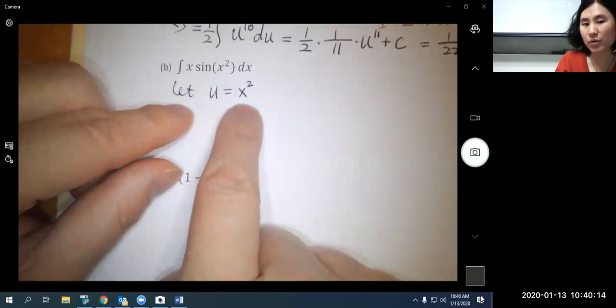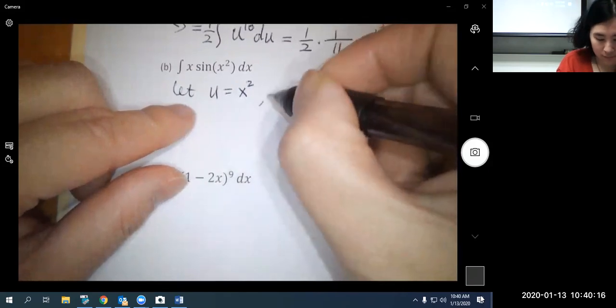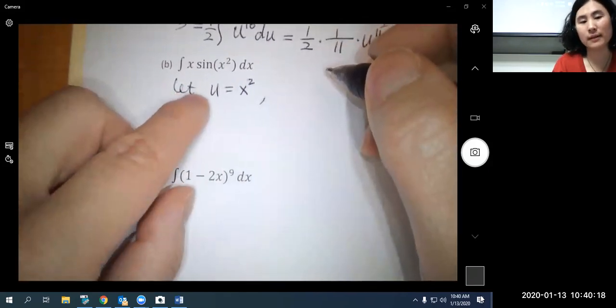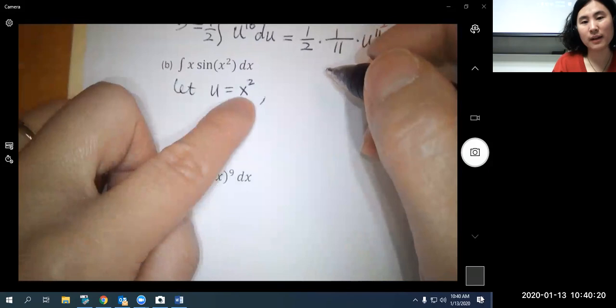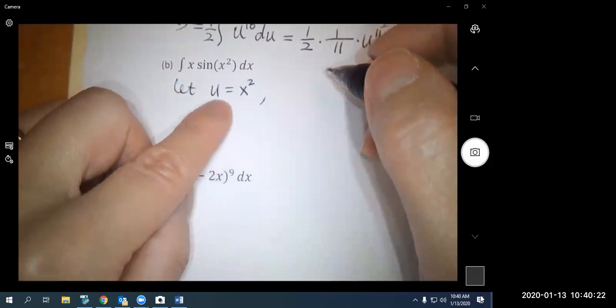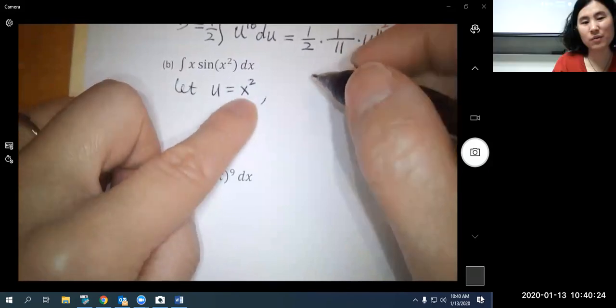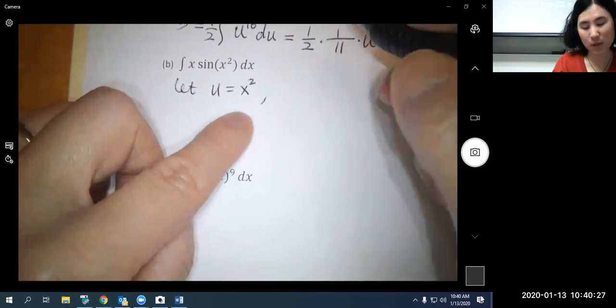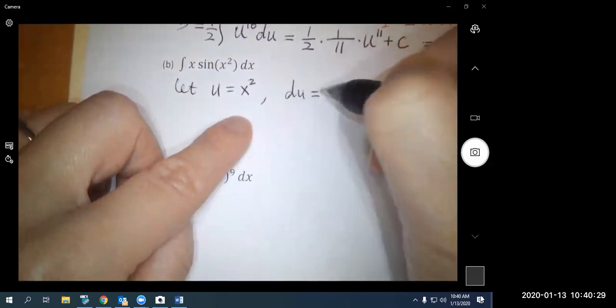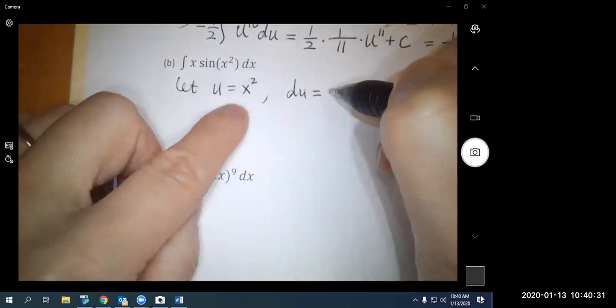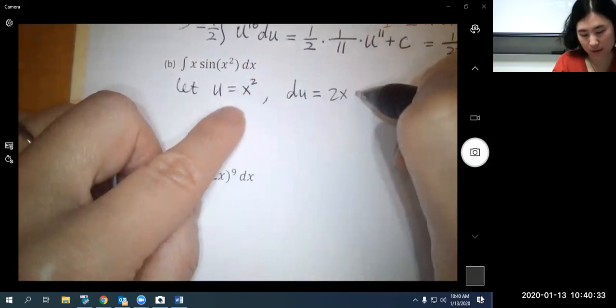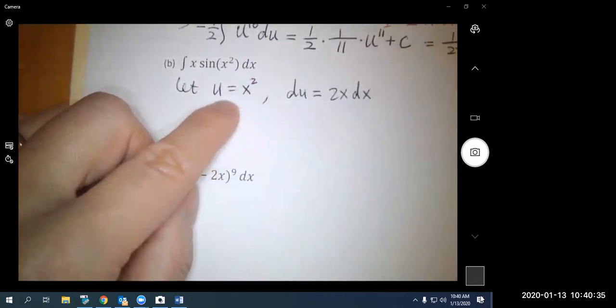Once we get a substitution, we always have to compute what? Once we get a u, we do what? We do du equals what? Differentiate x squared, that gives us what? 2x times dx.